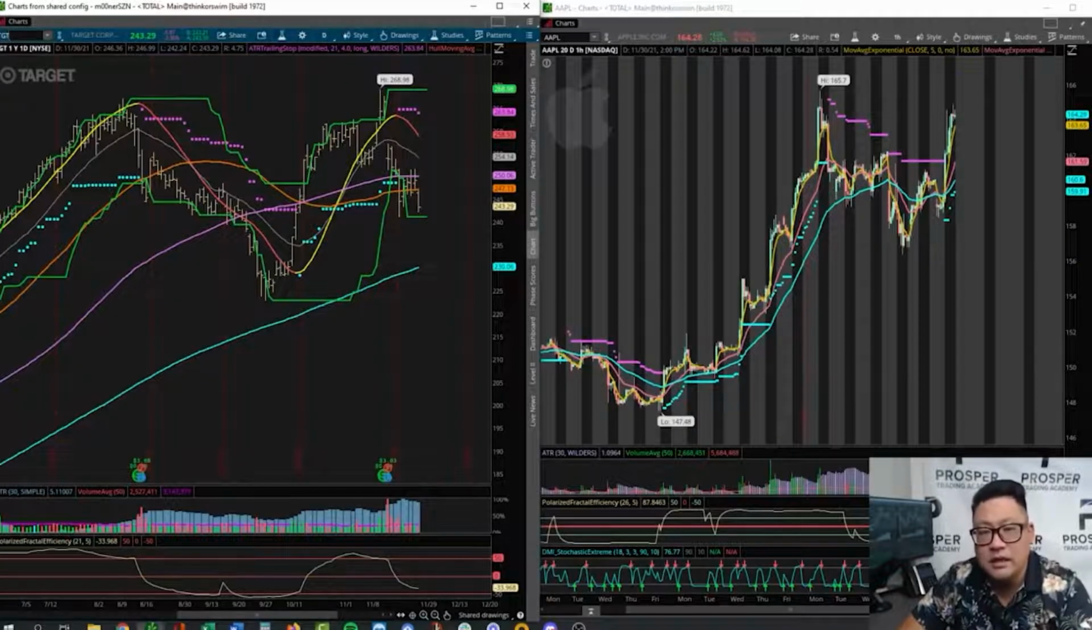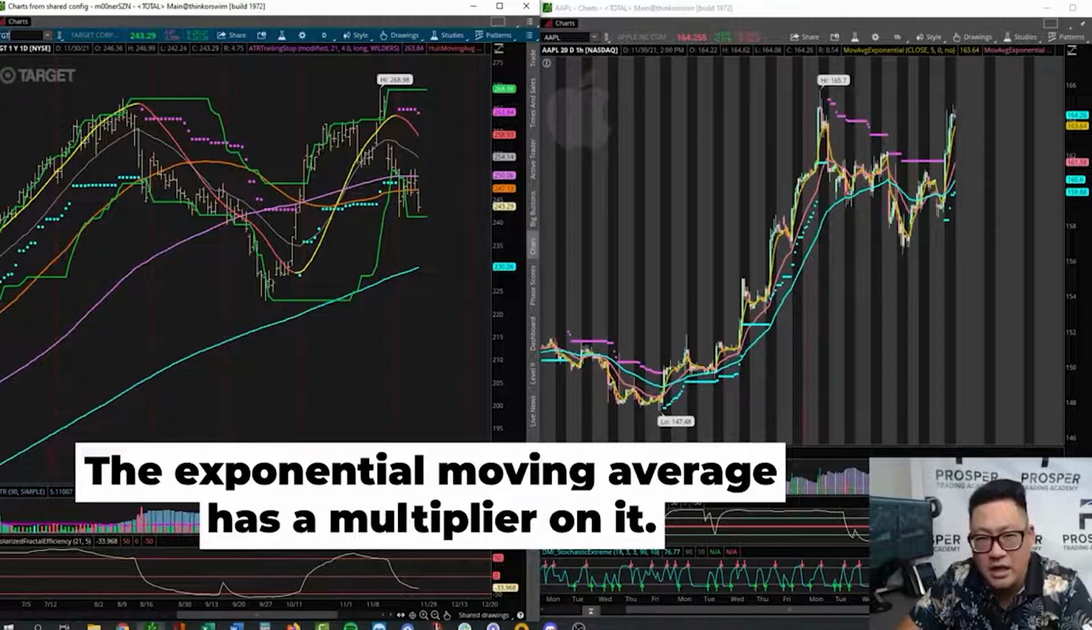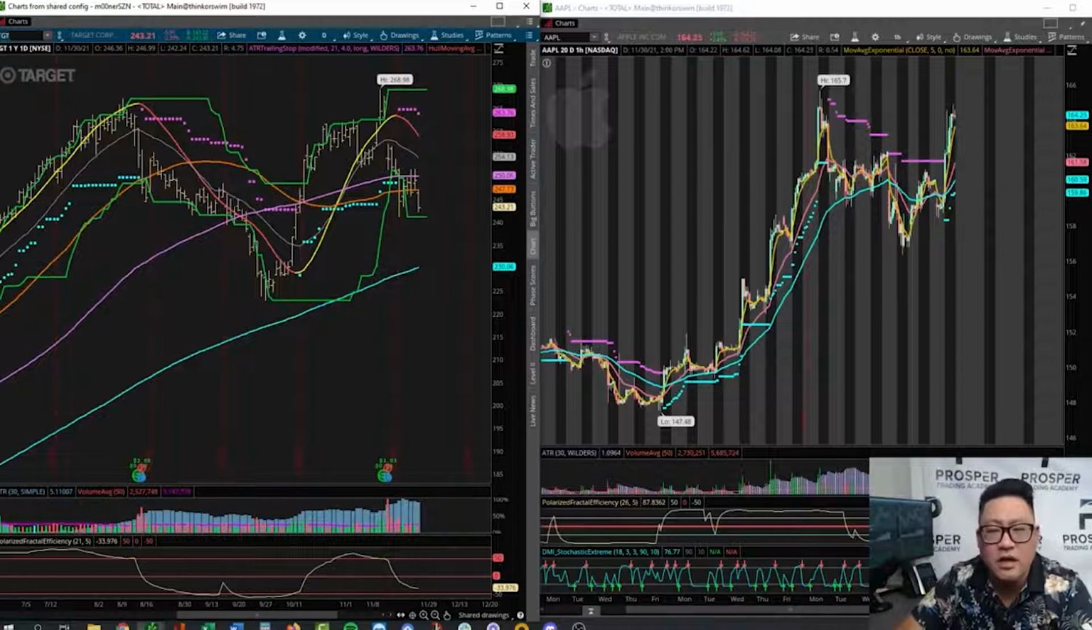Now, ultimately, the difference between the simple moving average and the exponential moving average is one simple thing. The exponential moving average has a multiplier on it. So it influences the moving average to be a little bit more proactive, a little bit more flexible than the simple moving average. Now, it also could look a little bit more jagged on your screen, and some people would actually prefer the simple moving average because it's a little bit smoother.